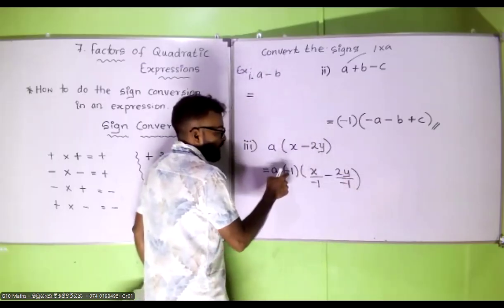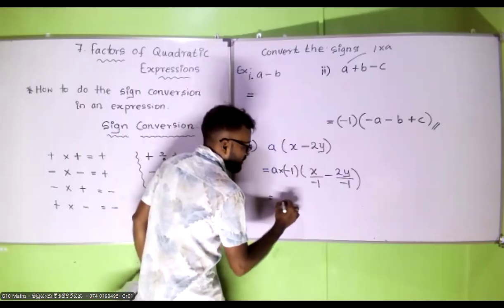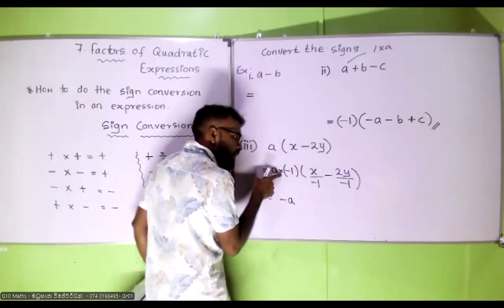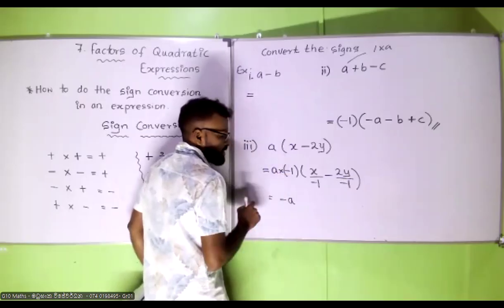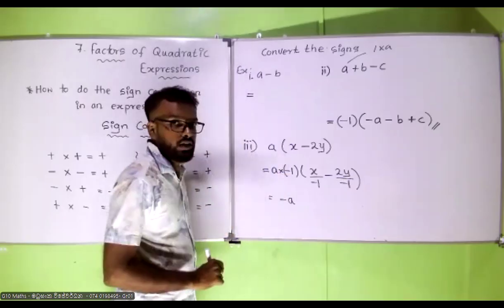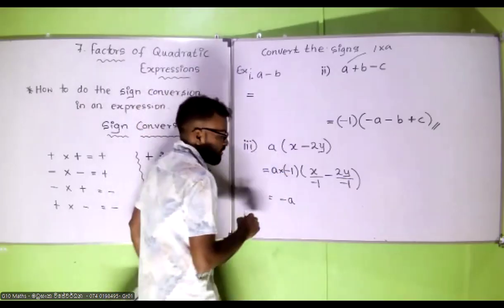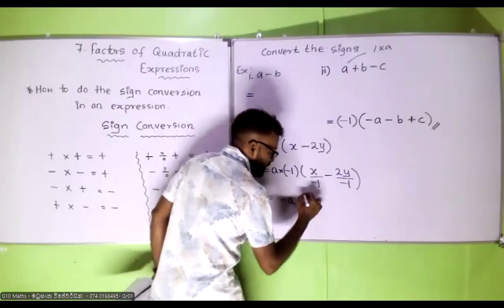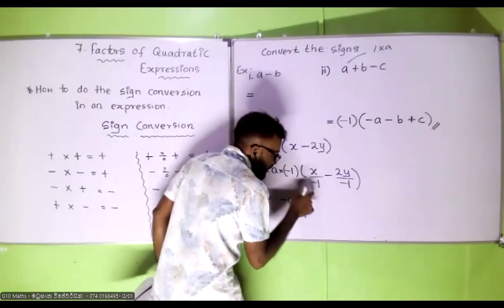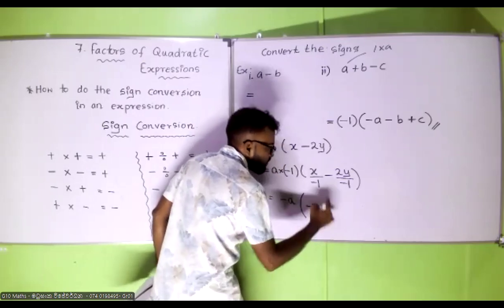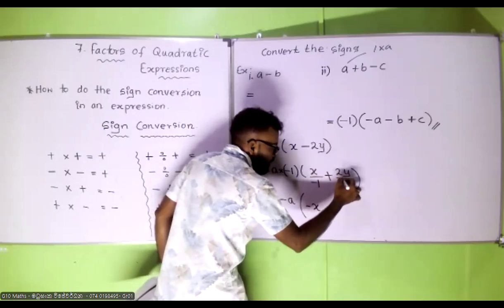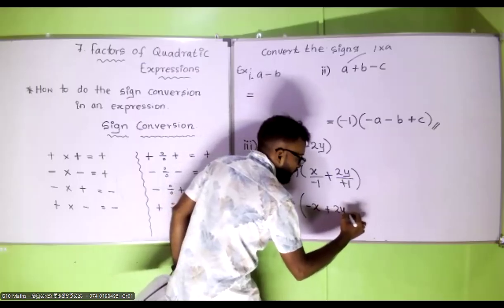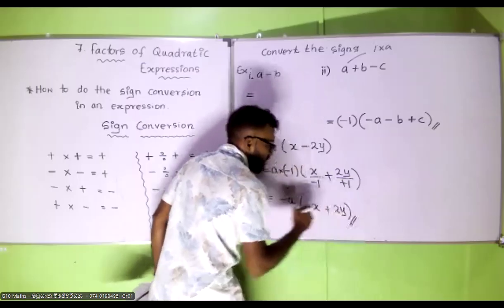A multiplied by negative 1, that means negative A. I hope you know that. Positive divided by negative, negative x. Negative divided by negative, positive, that is 2y. So this should be your answer.